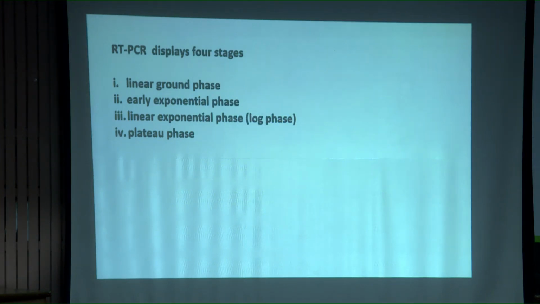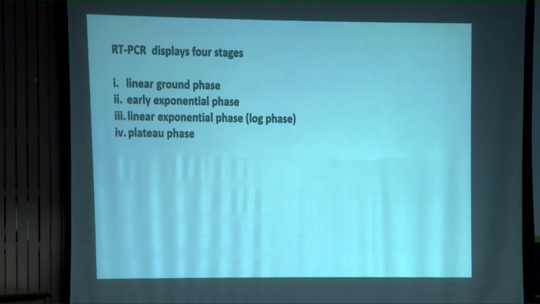It really tells what has really happened in the machine, in the tube, right? It is broadly divided into 4 distinct phases. The first one is a linear ground phase, right? 2 power 1, 2 power 2, 2 power 3, I already told. The quantum of dye either accumulated or released is not good enough for the machine to capture it, right? It's something like a distanced or very feeble signal which the machine is not able to capture, right? Correct? So that is the linear ground phase.